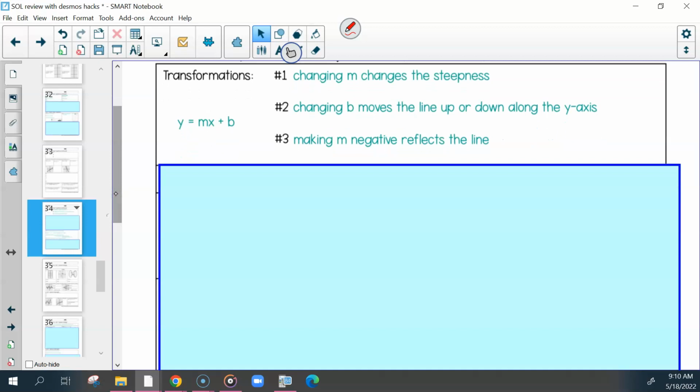So this is dealing with our transformations that we recently talked about. You need to know these 3 transformations. Changing m changes the steepness, so it's either steeper or less steep. Changing b shifts the line up or down along the y-axis. And then making m negative reflects the line. It goes in the opposite direction.